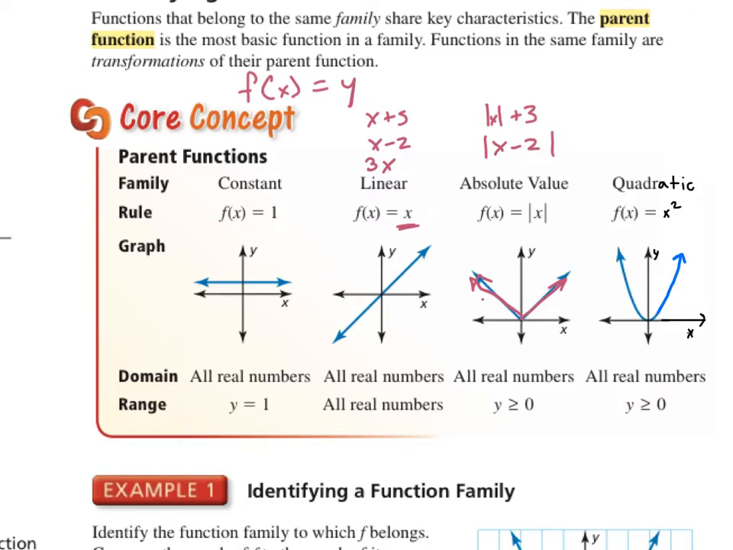And then lastly, we have a quadratic graph. Anytime we have an x squared, our graph is going to be U-shaped. So we could have x squared plus 5, or like x minus 2 squared. We still have that x that's being squared, so it's a quadratic graph. So these are just our 4 parent functions.